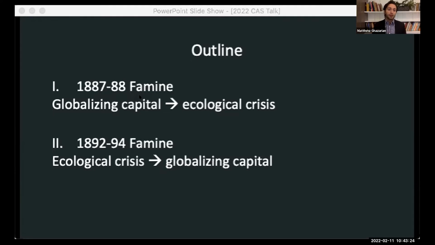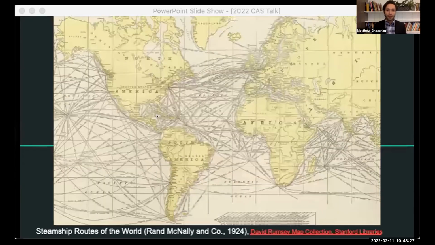So here we have a map of world steamship routes that had developed by the early 20th century. And maps like this one illustrate the explosion of physical interconnection that occurred at the end of the 19th and into the 20th century. But the inland regions of Ottoman Anatolia, where I focus, had a slightly different history because this explosion of physical interconnection and associated commodity trade were somewhat slower and more attenuated.